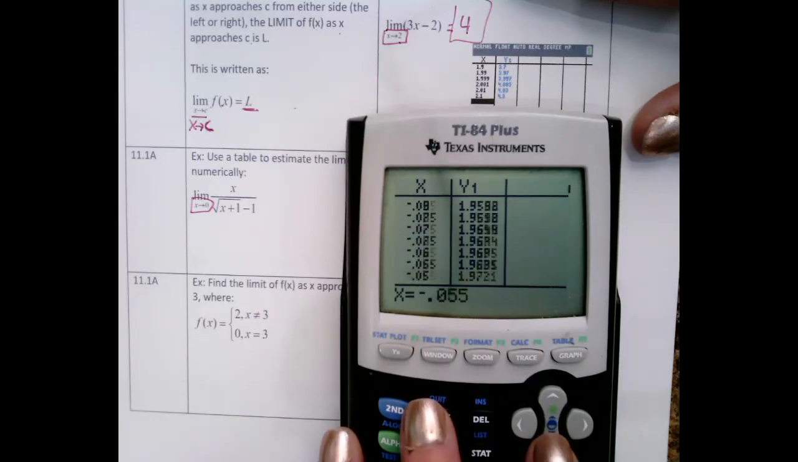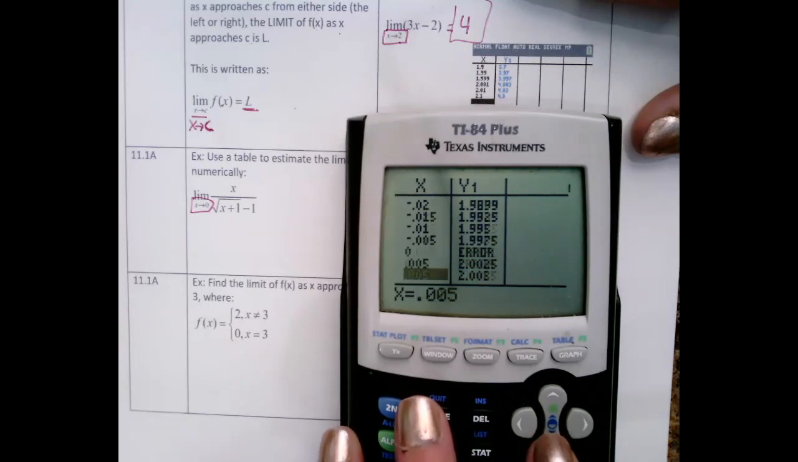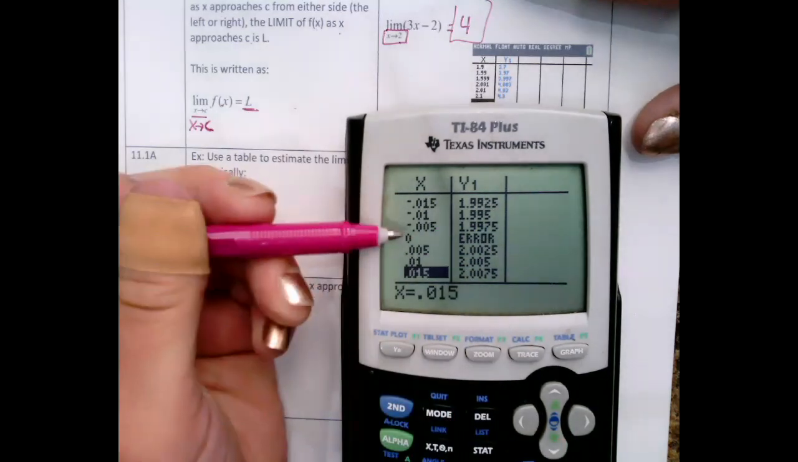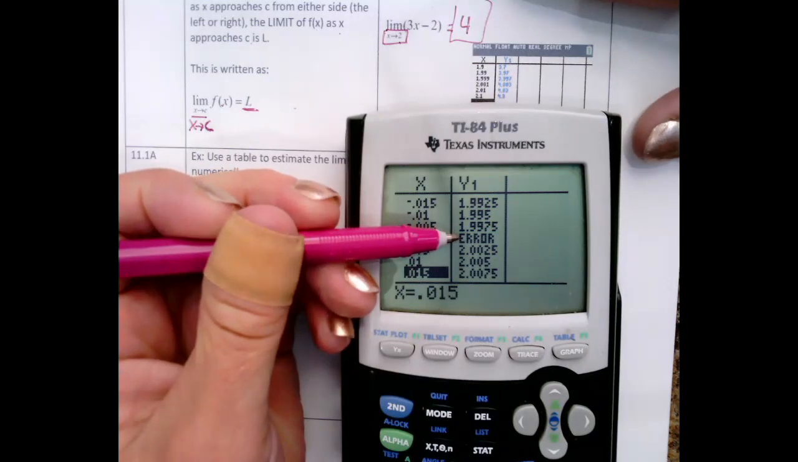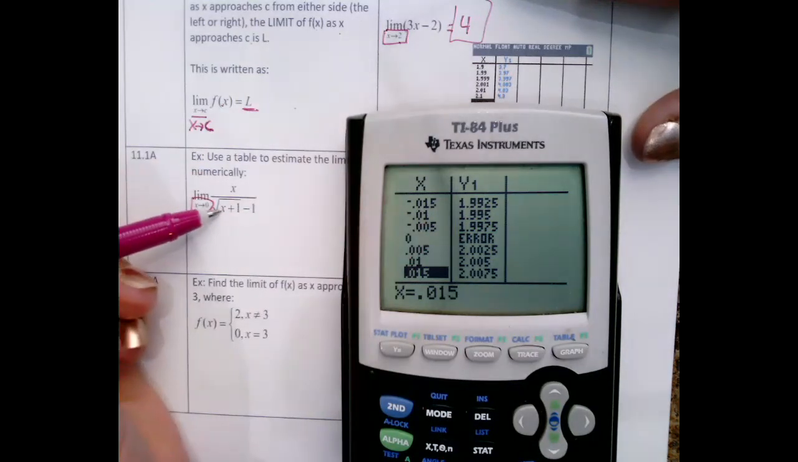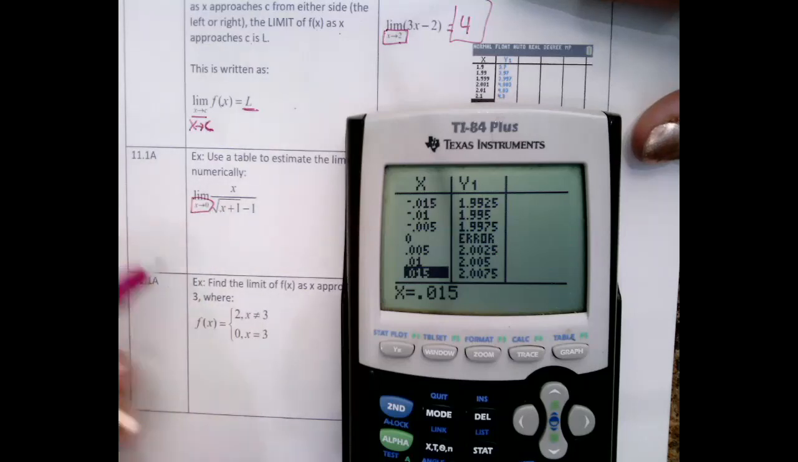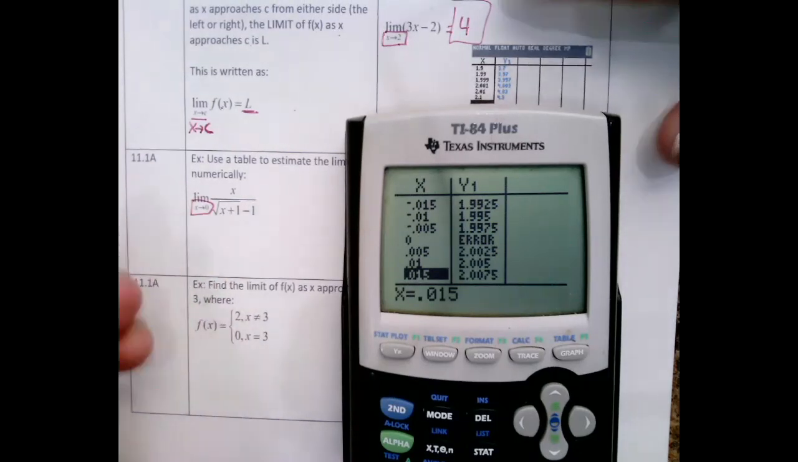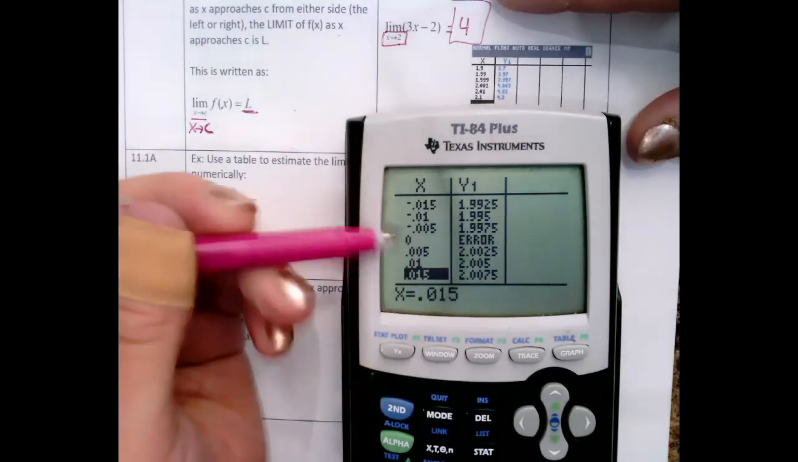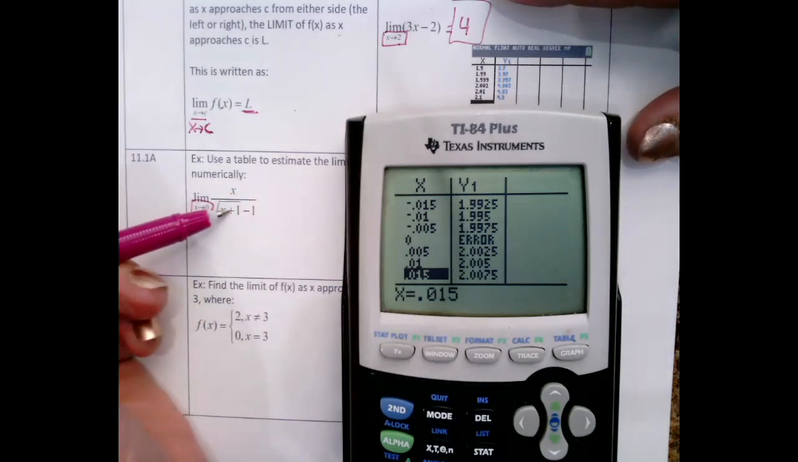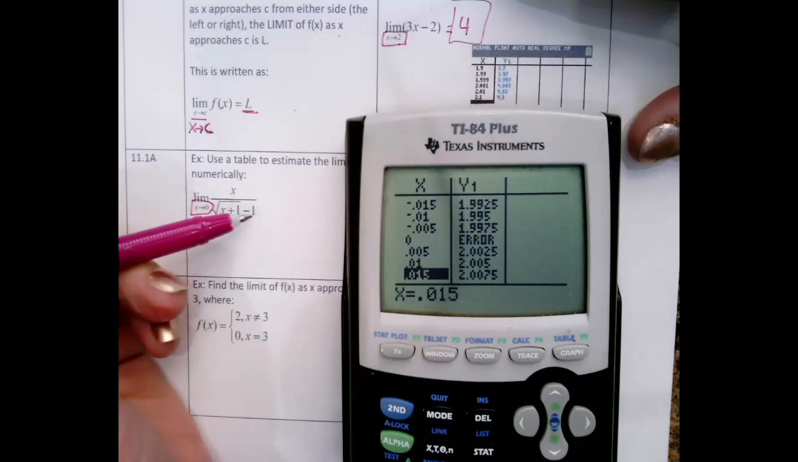I'm just scrolling so that I can get really close to 0. You notice at 0, it gives me an error. It doesn't actually touch 0. That would not work, because a denominator can't be 0, and that's what we would get if we did this. Here, because we get the square root of 1, which is 1, minus 1 is 0.